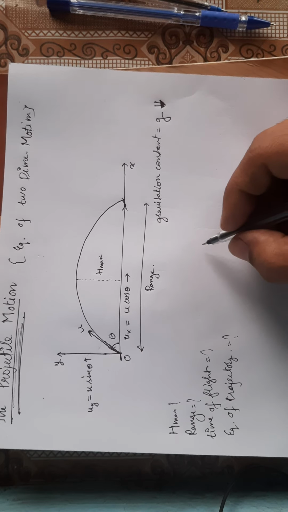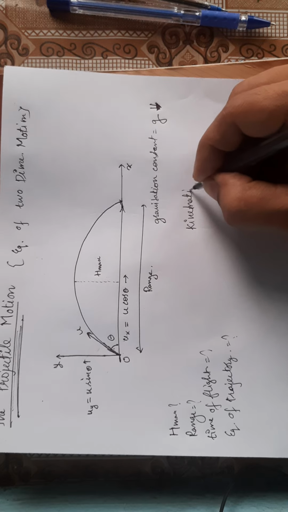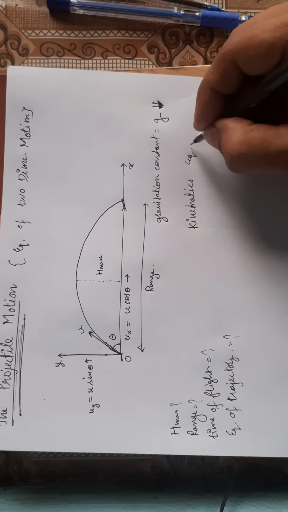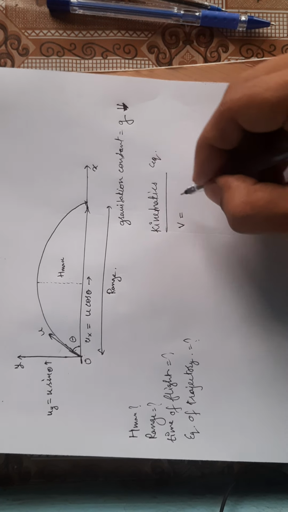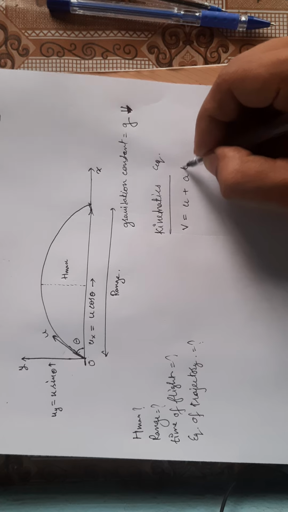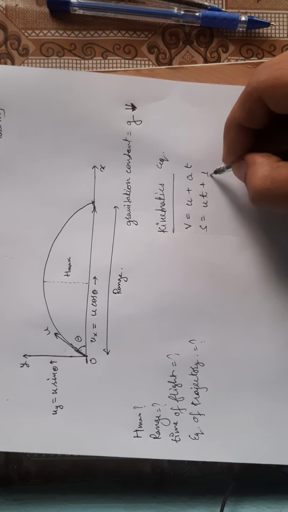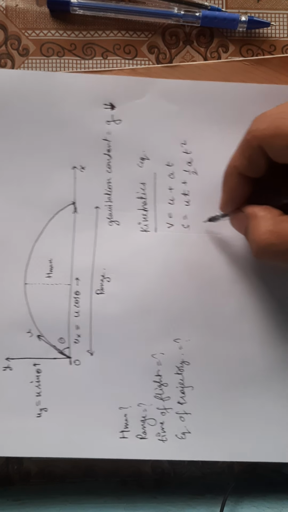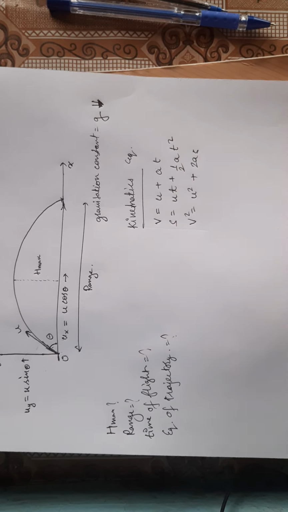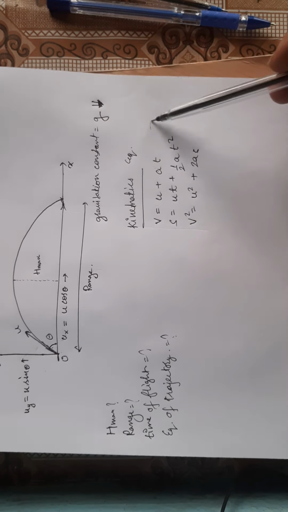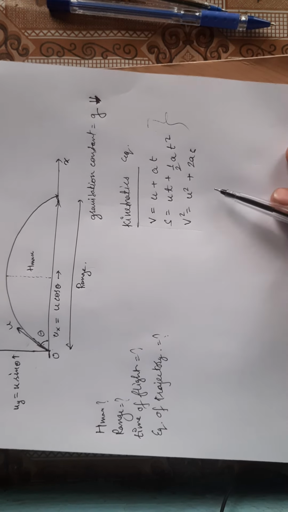And the kinematics equations are v equals u plus at, s equals ut plus half at square, v square equals u square plus 2as. You are familiar with these equations from one-dimensional motion also.